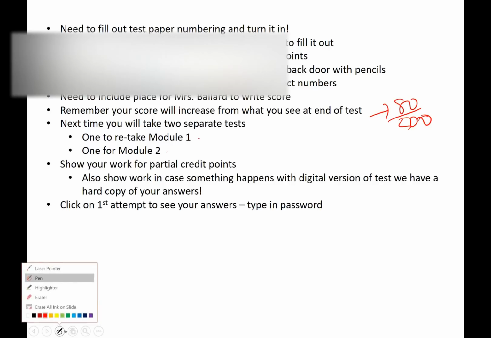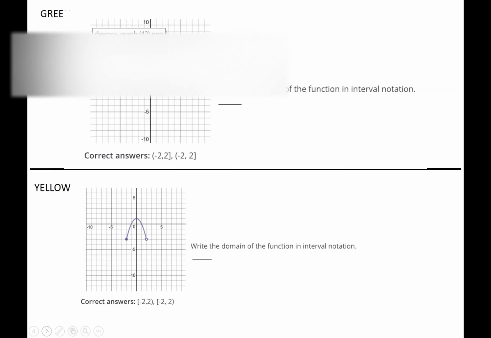All right, so I'm going to go ahead and go through this last Module 1 quiz. I'm going to do both kinds of answers at the same time and explain what's going on here. So domain means x values. Okay, so I'm only going to do x values. It says interval notation. Interval notation is the parentheses bracket stuff.